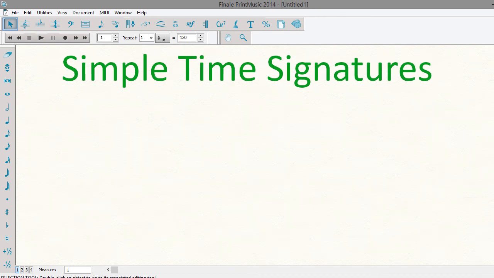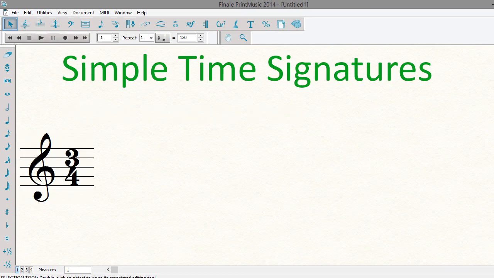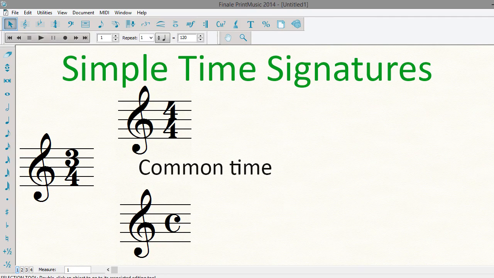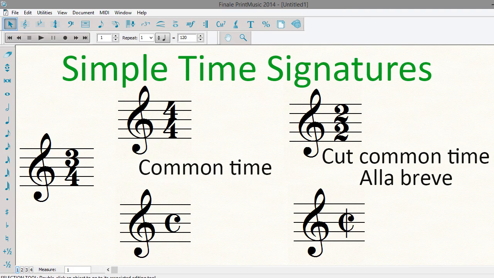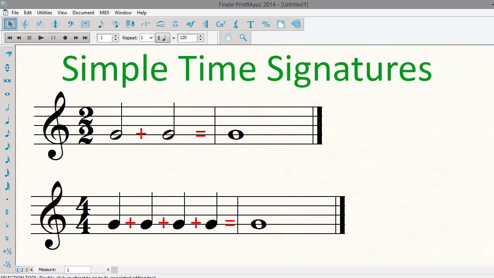Now, the simple time signature is the most common type of time signature. These are things like 3/4, 4/4, also called common time, and 2/2, also called cut time or alla breve. Now, I left you on a bit of a cliffhanger last time, didn't I? What is the difference between 4/4 and 2/2? I mean, they both add up to the same total length, so what is the difference?